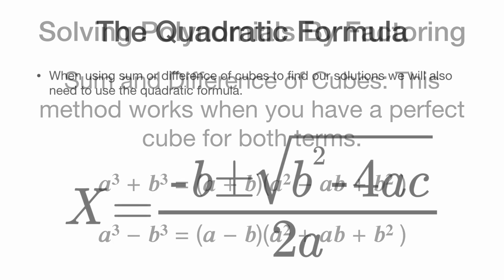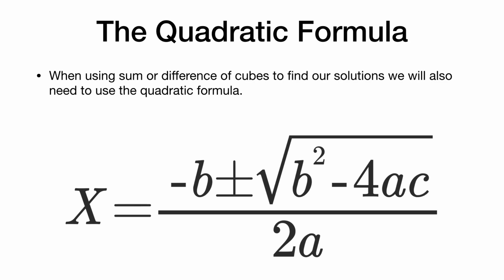Okay, so when using the sum or difference of cubes to find solutions, we'll also need to use the quadratic formula. We'll be seeing this formula a lot, and I'm going to tell you right now the discriminant on all of these is going to be negative, meaning we're about to use our imaginations.